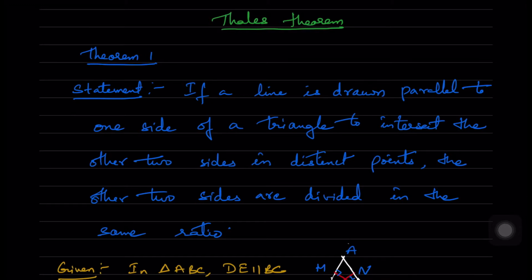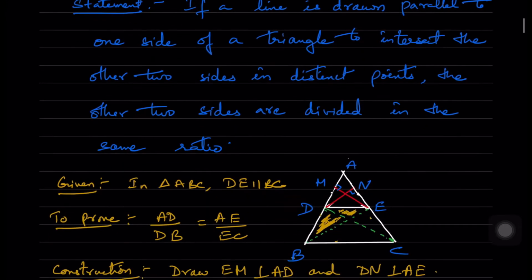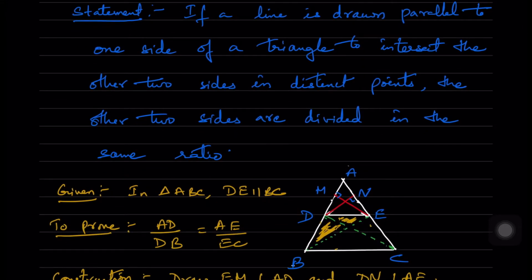So what does this mean? If a line is drawn parallel to the third side. Now the line is nothing but DE. It is drawn parallel to the third side, that is BC is the third side, such that it intersects the other two sides at two distinct points D and E. This line DE is intersecting the other two sides, that is AB and AC, at two distinct points D and E, such that it divides these two lines in the same ratio, that is AD by DB is equal to AE by EC. This is the statement of the basic proportionality theorem.